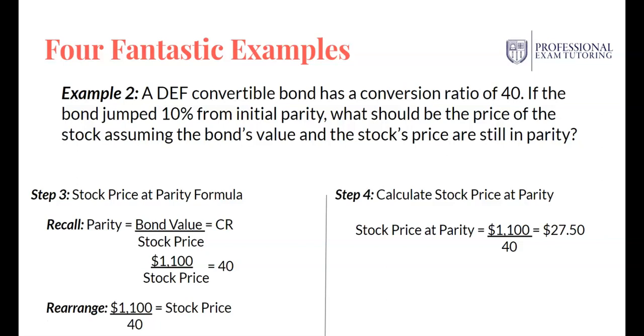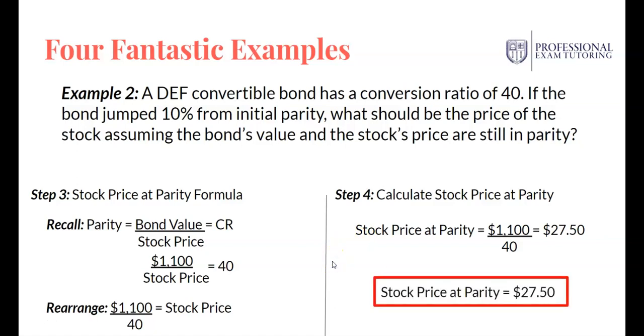So if the bond's value is $1,100, and we assume that the bond is still at parity, meaning you should still be able to get 40 stocks for every one bond that you own, then the stock's price is going to have to be $2,750. And so the stock price at parity is $2,750.